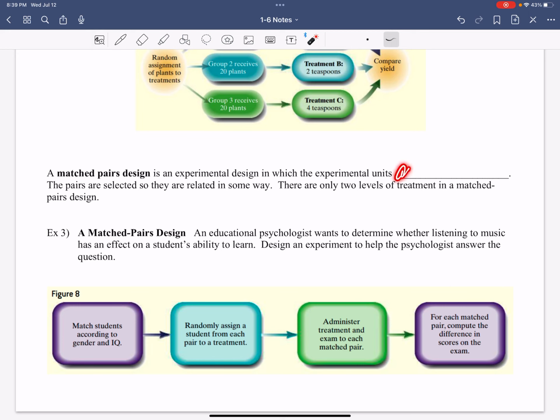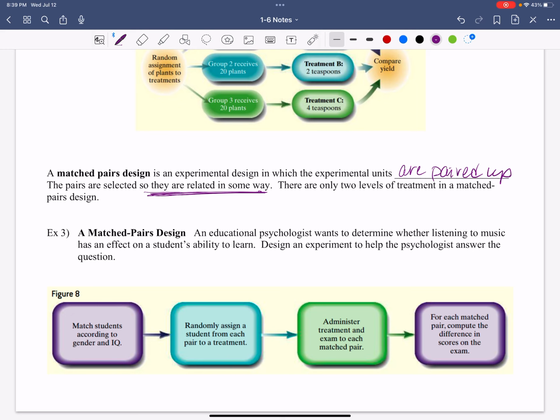Paired up. Oh, that's not helpful, is it? They are paired up. They're matched. The pairs are selected so they are related in some way. That's important. There are only 2 levels of treatment in a matched pairs design because you have to be able to match them up in a pair. That's the key there. All right. So here's a matched pairs design. This is what it looks like.